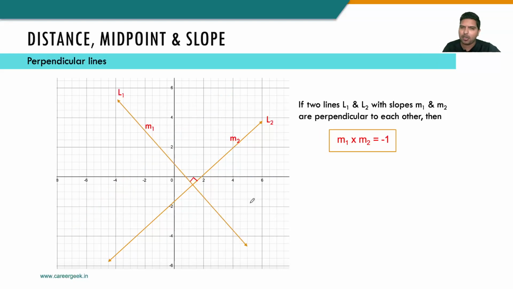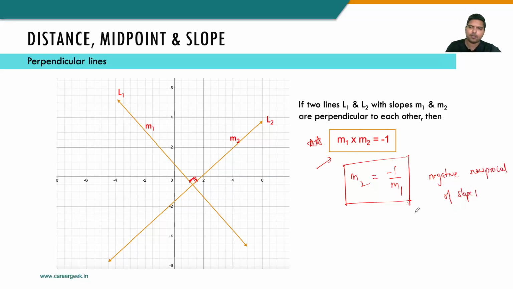The next one is perpendicular lines. These are conditions that you will need to remember. If two lines are perpendicular to each other, that means the angle between them is 90 degrees. The condition is m1 into m2 is equal to -1, or m2 is the negative reciprocal of slope 1. Because this is taught in some boards, slope 2 is the negative reciprocal of slope 1, or the product is -1. From there you can find out.